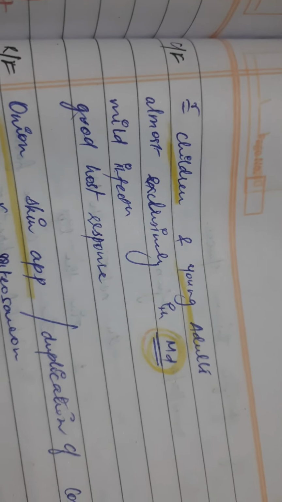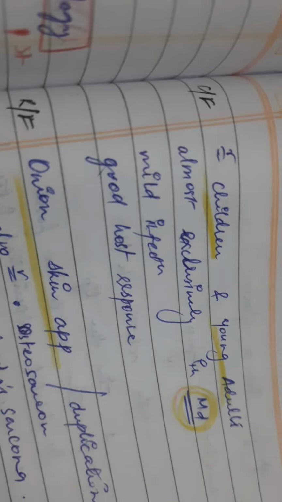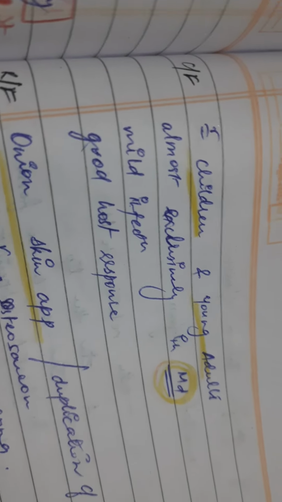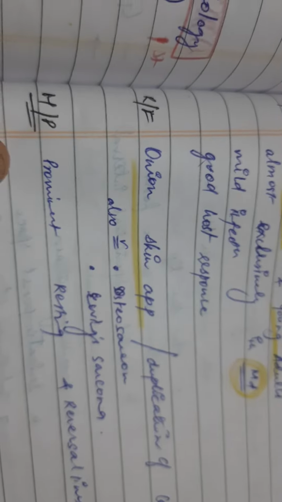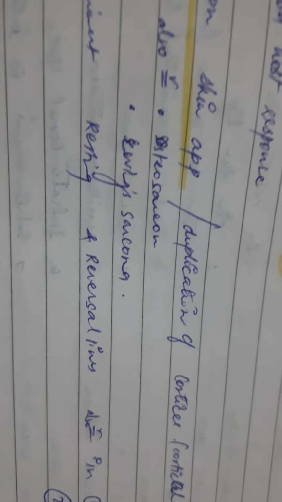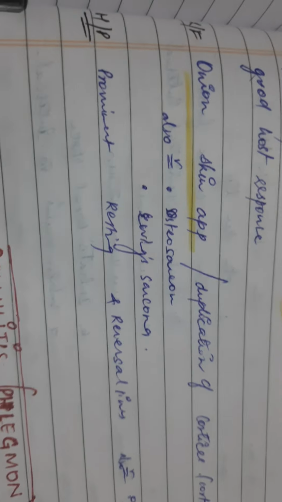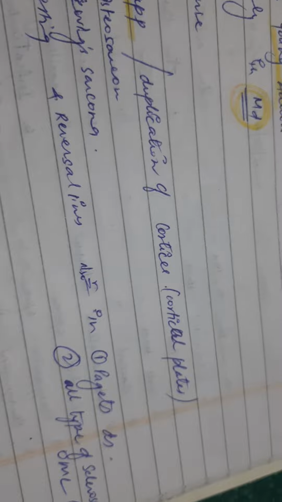Clinically, Garre's osteomyelitis is seen in children and young adults, almost exclusively in the mandible, not the maxilla. It is a mild infection with good host response. Radiographic feature, as I already told you, is onion skin appearance, or duplication of cortical plates, also seen in osteosarcoma and Ewing sarcoma. Prominent reversal and resting lines are also seen in Paget's disease and all types of sclerosing osteomyelitis. Our osteomyelitis topic is now completed. Thank you.